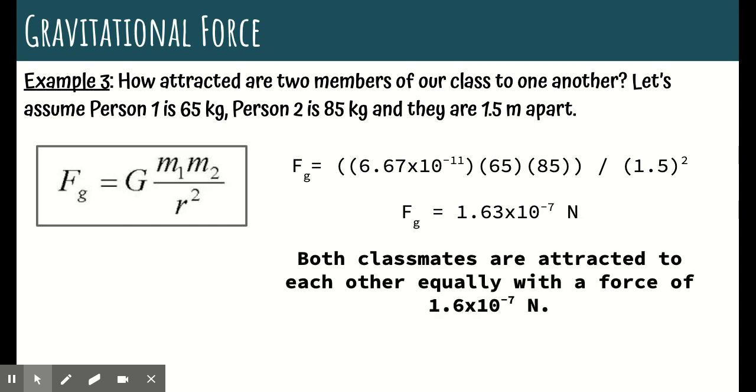So to write this out correctly, to give the complete answer, you would have to have the direction, the unit, and the value. So this answer would address all of that. So you could say that both classmates are attracted to each other. That's your direction. They're attracted to each other equally with a force of 1.6 times 10 to the negative 7th newtons. Another way you could write that is you could say they are attracted with a force of 1.6 times 10 to the negative 7th newtons, and then in brackets you could say towards one another. That's just another way to say it. But either way, just make sure that with these answers, these are all going to be vector measurements. So you're going to have the value, the unit, and the direction.